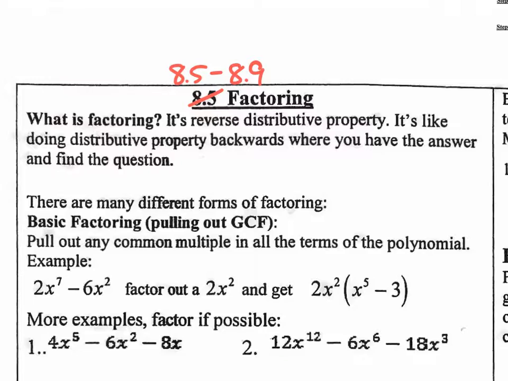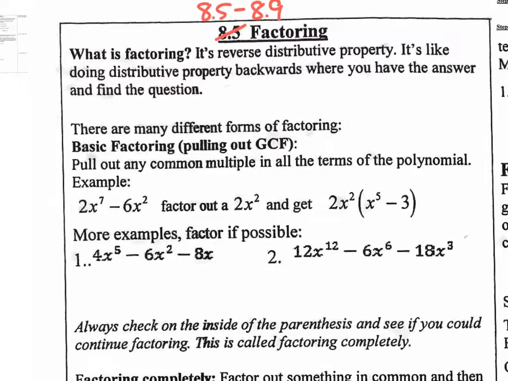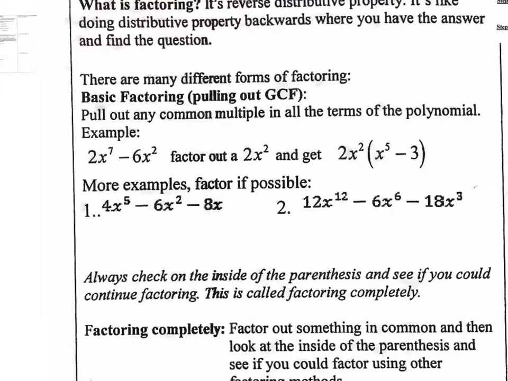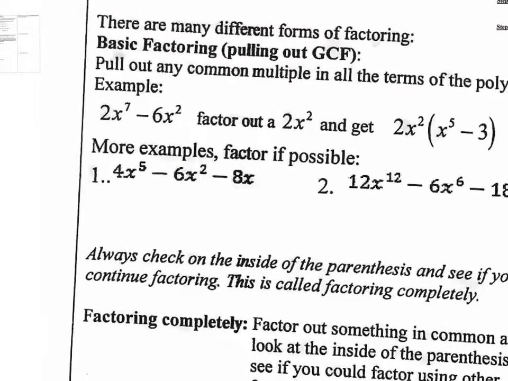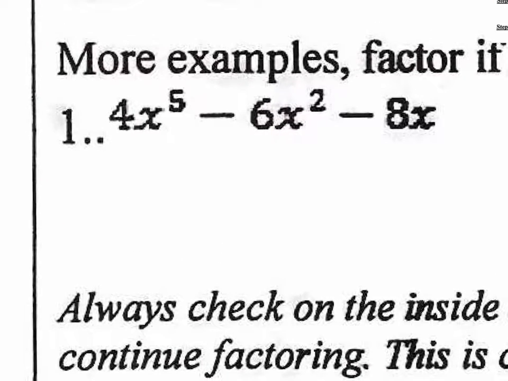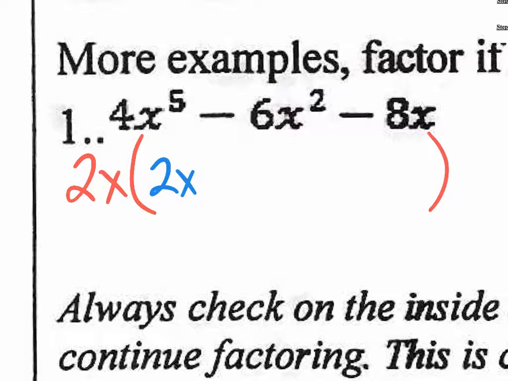So just to quickly review what factoring is, it's a reverse distributive property. We already know that the first type of factoring we learned was factoring out the GCF. So let's practice right here with number 1. What's in common in all three terms? 2. Definitely a 2, but there's also an x. So if I do pull out a 2x, what's left over on the inside? 2x to the 4th. And then the middle term? Negative 3 with an x. And the last term? Negative 4. Perfect. And that's about it, guys.